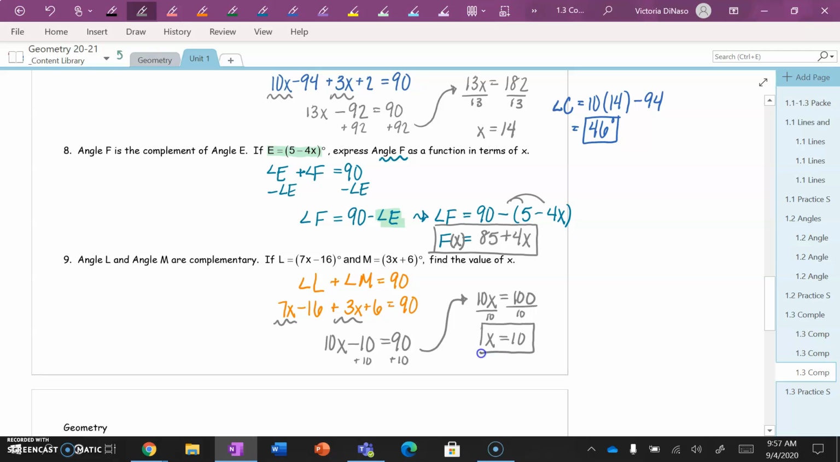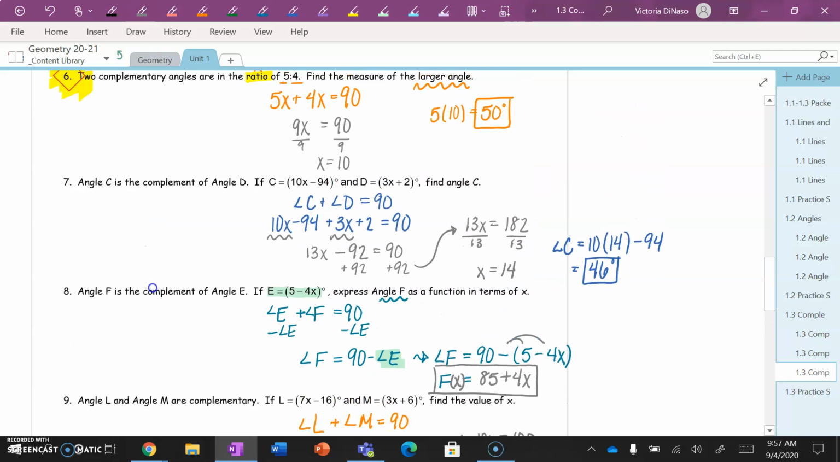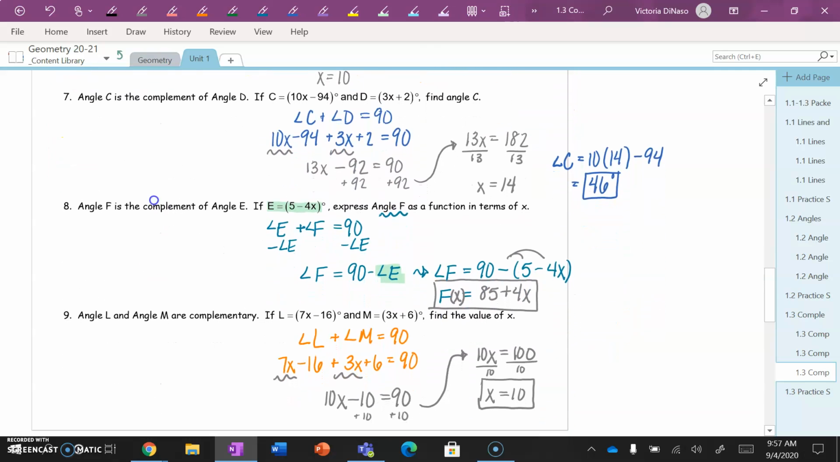So we have used our rule for complementary angles for all of our problems above, and complementary angles just mean that two angles add up to equal 90 degrees.